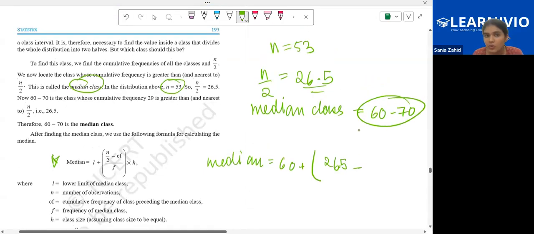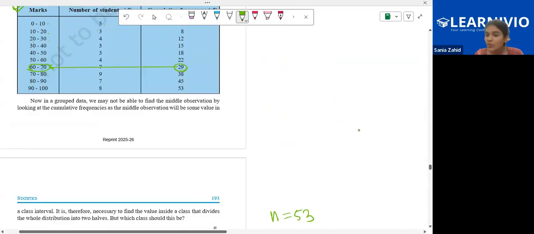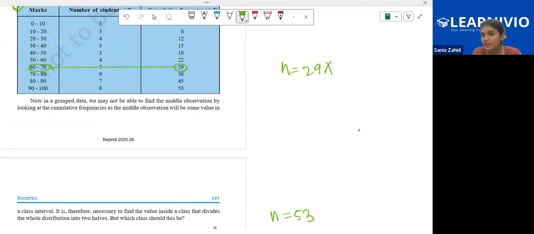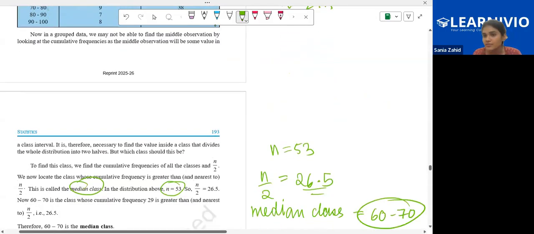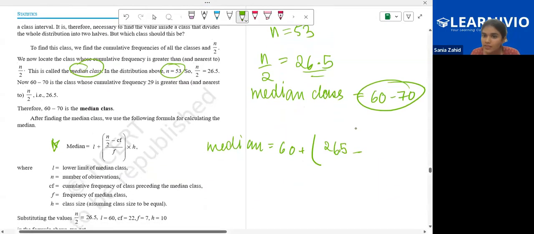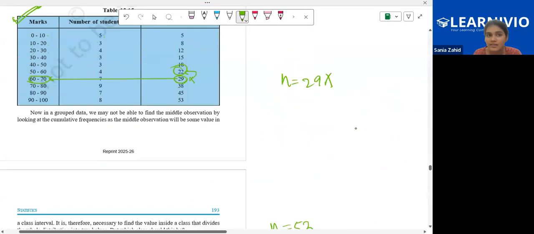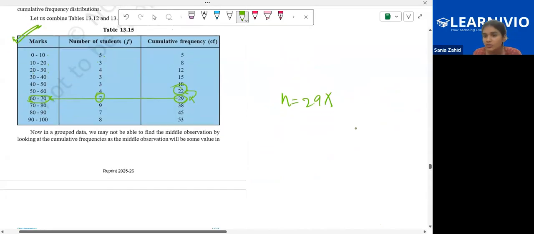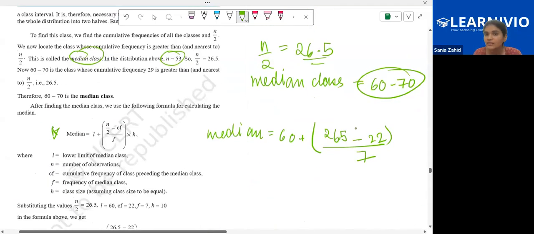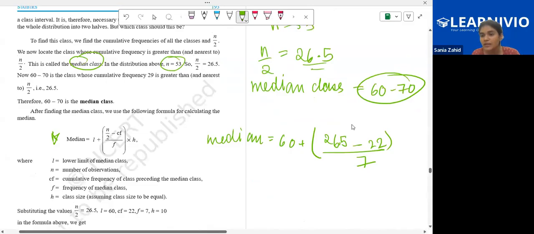Now what you do over here is take the cumulative frequency of, see, the exact n was not 29, right? So you cannot take 29 as the cumulative frequency. You will take one number below. So you take 22 as your cumulative frequency. Cumulative frequency is 22, divided by frequency. What is the frequency of the median class? 7. So you divide it by 7. And then what is the height of the median class? 10. You multiply it by 10.